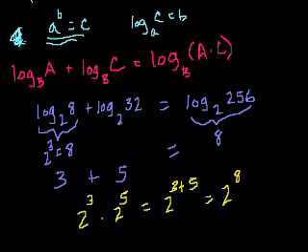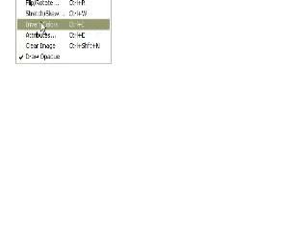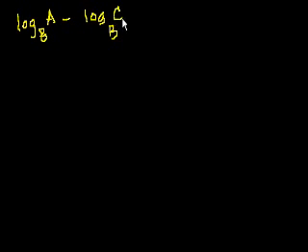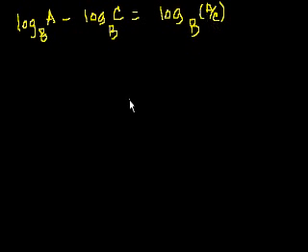So let me show you another log property that's pretty much the same one. I almost view them the same. So this is log base b of a minus log base b of c is equal to log base b of, well, I'm running out of space, a divided by c.